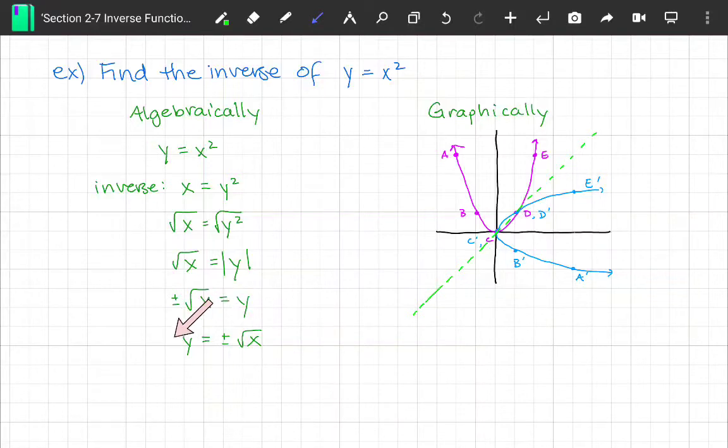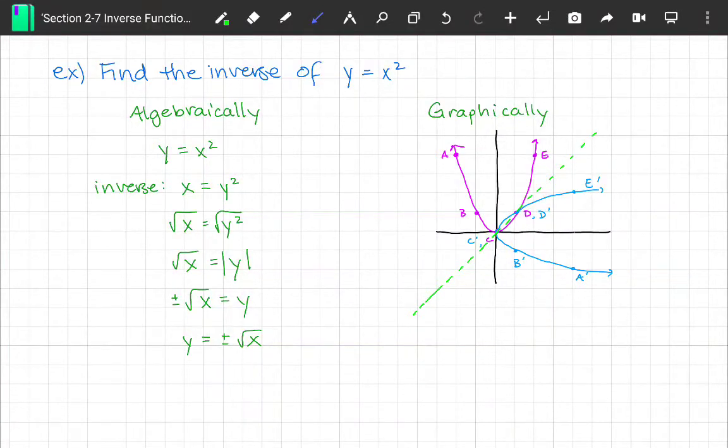Let's go back to finding the inverse algebraically. Remember when we took the square root? How that gave us the absolute value, which then gave us the plus or minus? Remember that if we just had positive root x, that would just be the top half. But because we have the negative root x also, that gives us the bottom half, which is good because now we have the full reflection of the pink in the blue.